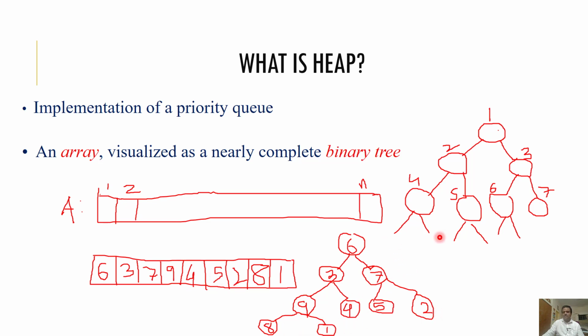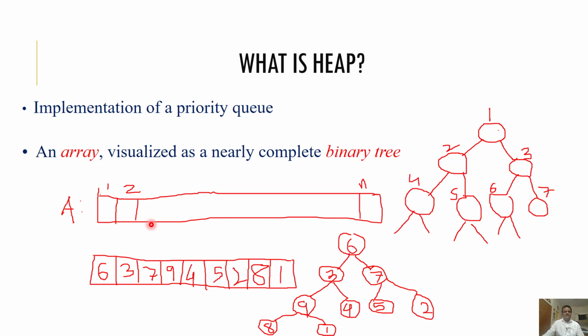If n is 2 to the power of something, then it will be a complete binary tree. So, the height is always order of log n, because of the way we are designing the tree. Okay. So, this is how we can view a given array as a tree.